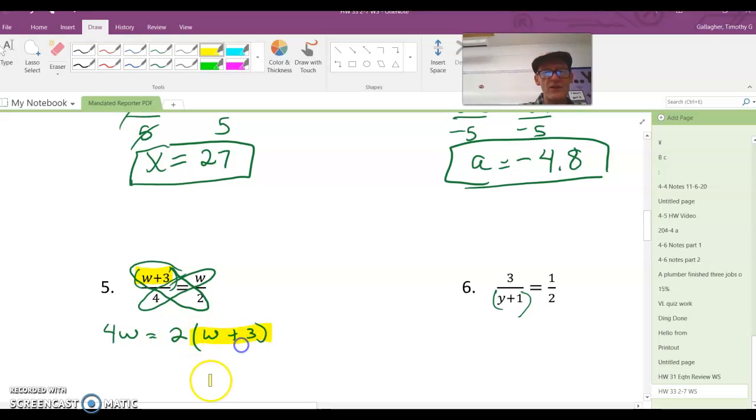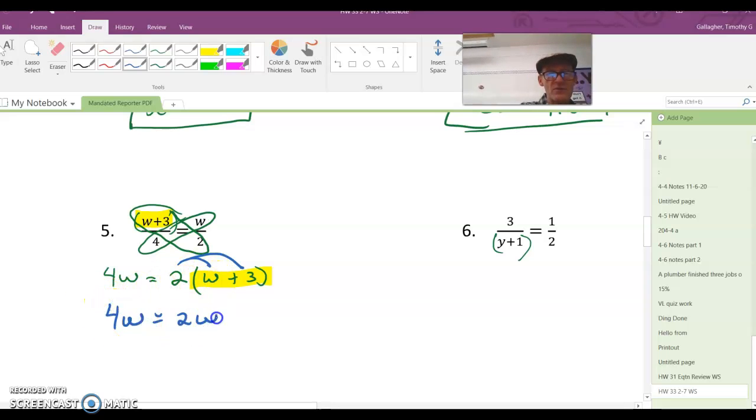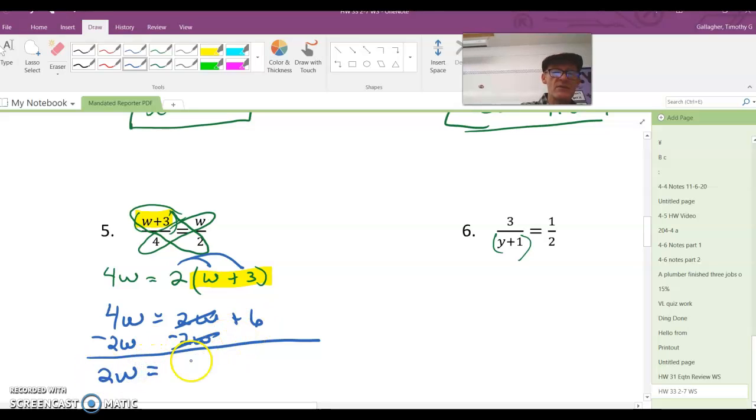This whole group gets written there. Now I'm going to change my color to blue just for a little change up. We have to use the distributive property. We get 4w is equal to 2w plus 6. And then we subtract the 2w from both sides of the equal sign to get w by itself. Cancel out the 2w's on the right. And on the left is 2w, and on the right we have 6. So divide both sides by 2, cancel the 2's, w equals 3.